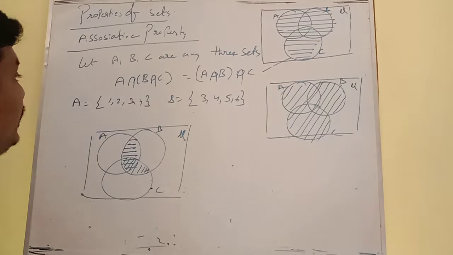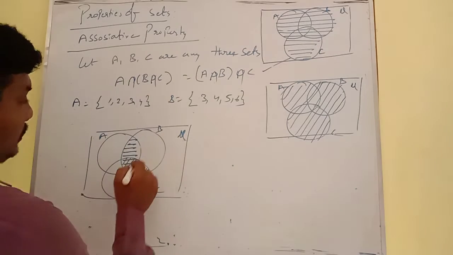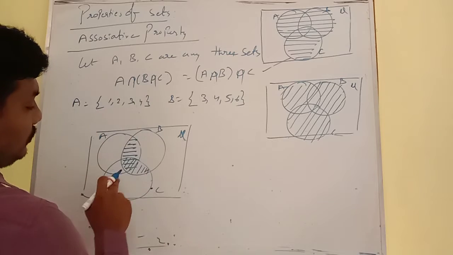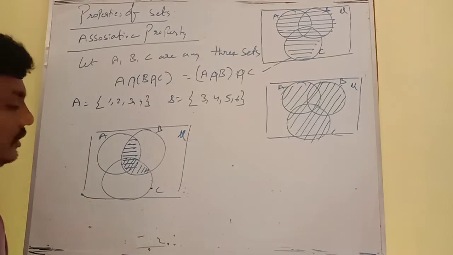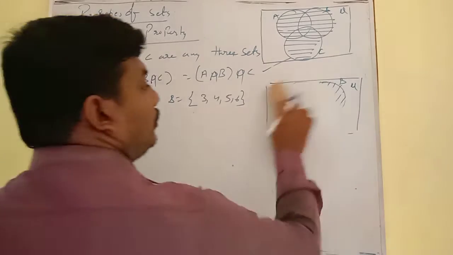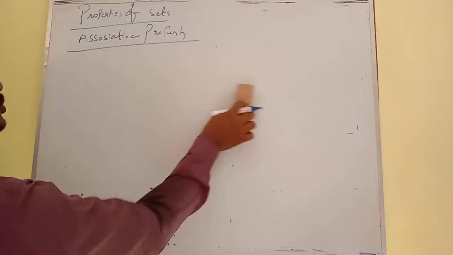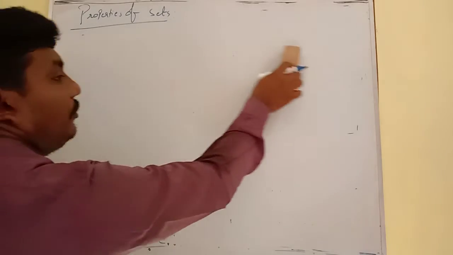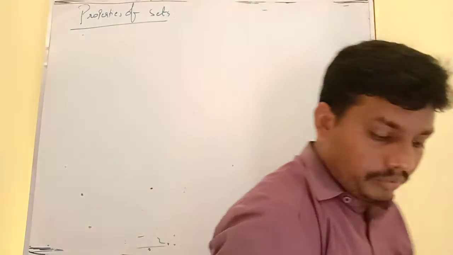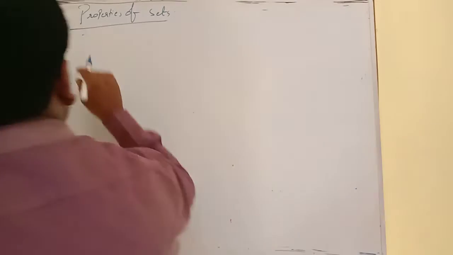Now, A intersection B intersection C. First B intersection C we have to consider, then B intersection C intersection A. That is also only the intersection A considered that we have to take. Okay, next, like that we have to verify all the intersection and union associative properties. Next we go for the distributive property. What is the distributive property? How to verify the distributive property?